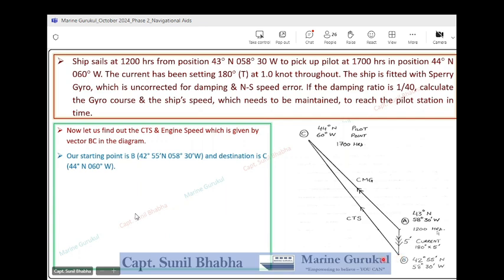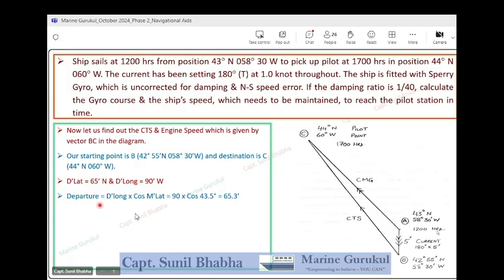So for calculating BC, the starting position is 42°55' north, longitude 58°30' west, and the destination remains the same as C, 44° north and 60° west. So if you see, the DLAT between these initial and final positions is 65 minutes north, the D long remains the same as 90 minutes west.